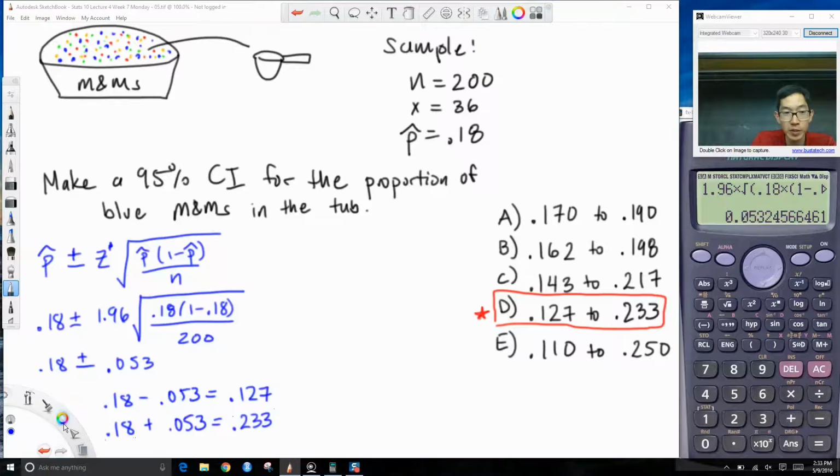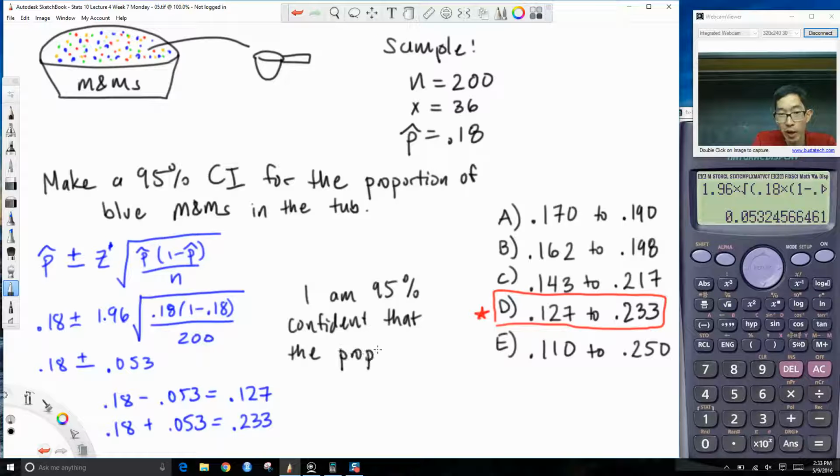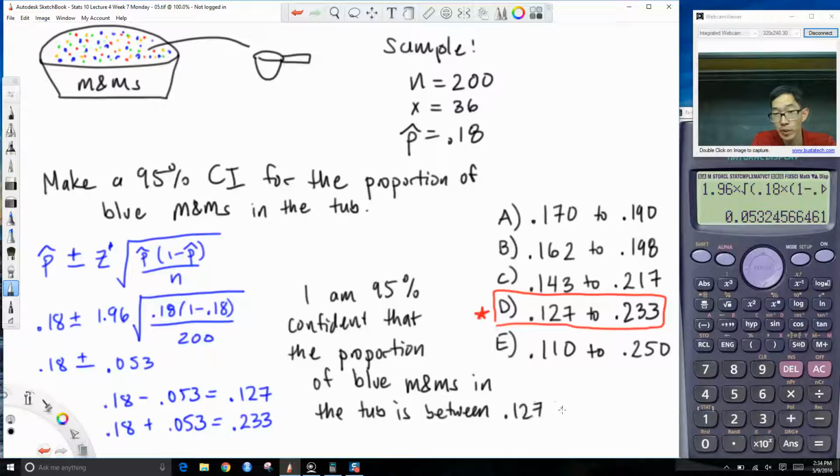Okay, and I would say something like, I am 95% confident that the proportion of blue M&Ms in the tub is between 0.127 and 0.233.